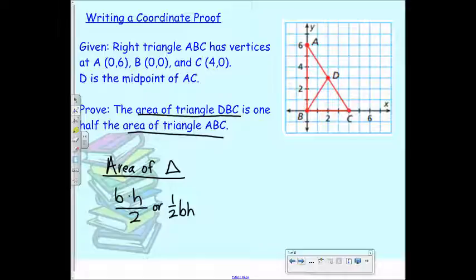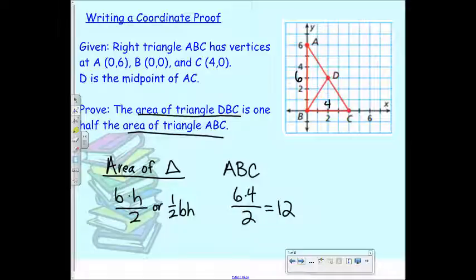4. The base of ABC is 4. How do you get that? You count. It's as easy as that. All right, what's the height of ABC? 6. The height of ABC is 6. So to find the area of ABC, I'm going to do 6 times 4 divided by 2, which is what? 12. Good, because 6 times 4 is 24, divided by 2 is 12.